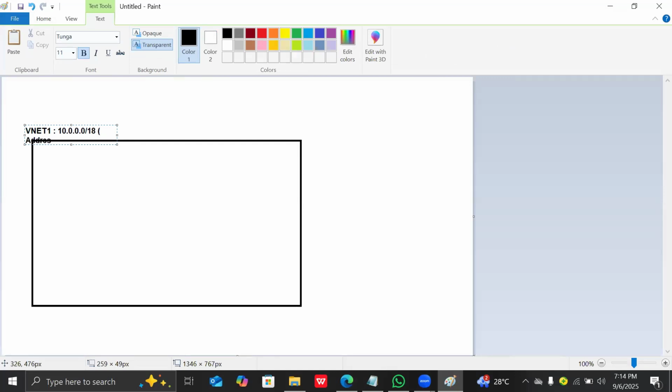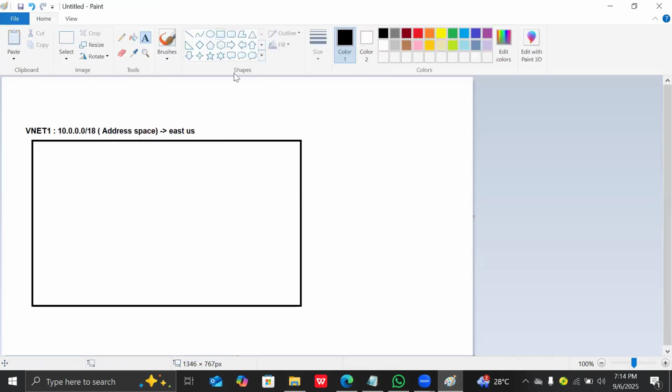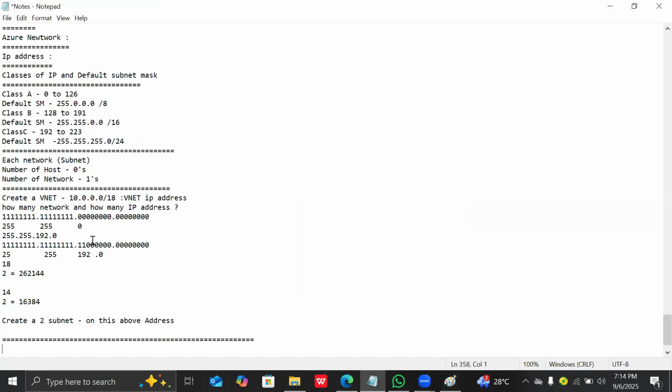It might be asked in an interview: what is address space, and how do I create it? We know the VNet is also called an address space, and they mention the specific region where you will create the VNet, for example, East US. In this VNet 1, they have asked to create two subnets.